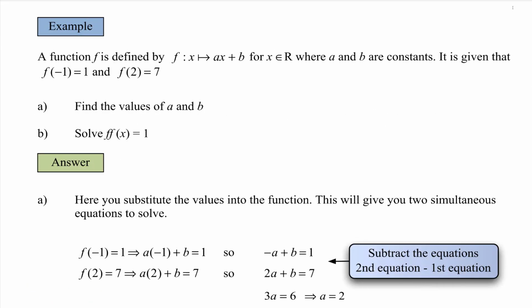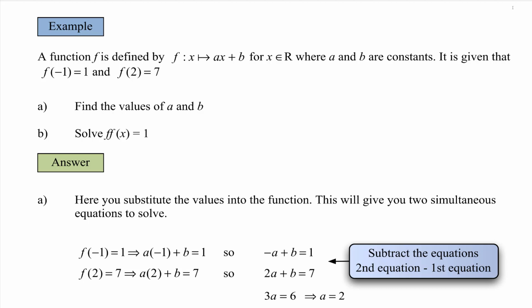This is an example I've seen a few times in the exams, a function ax plus b. A little bit of funky notation here that you might see, f colon x, and this little symbol here, it's just exactly the same as saying f of x. And f of negative 1 is 1 and f of 2 is 7. Find the values of a and b.